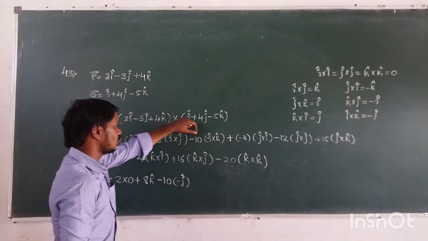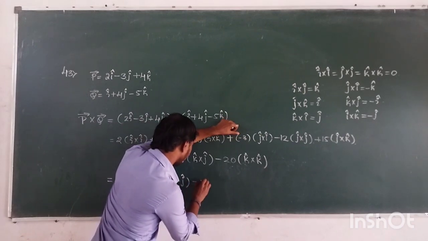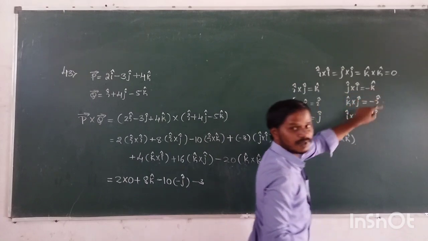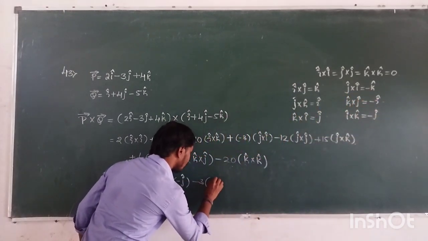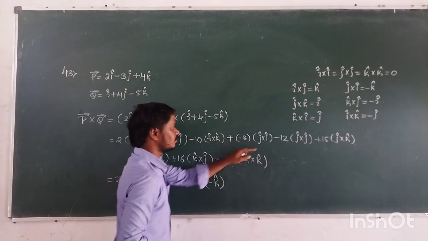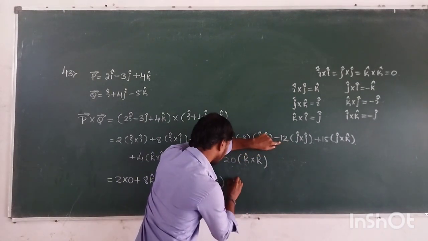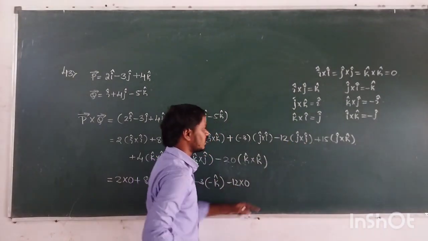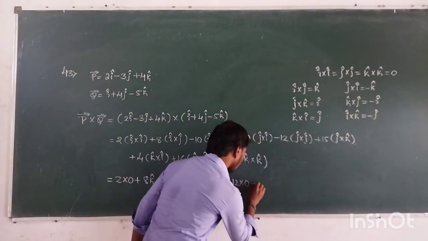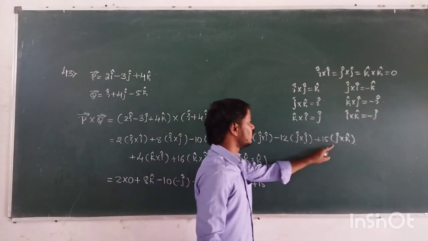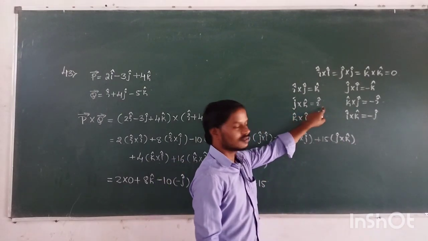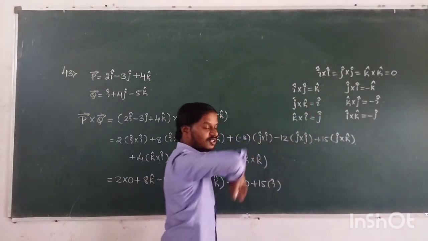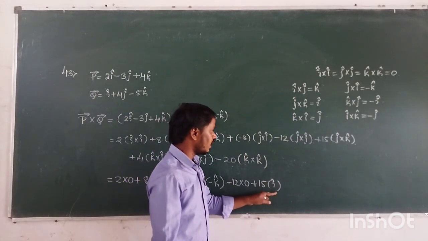Next, plus into minus, minus 3. Minus 3, j cross i. So j cross i is minus k. That is minus k cap. Next, minus 12, j cross j, 0. 12 into 0. Next, plus 15. j cross k. j cross k is plus i. Remember these values. Okay, 15 into i cap.